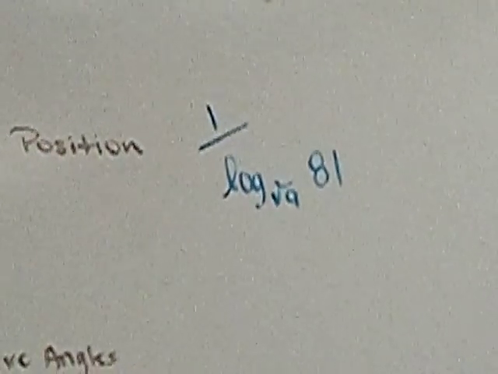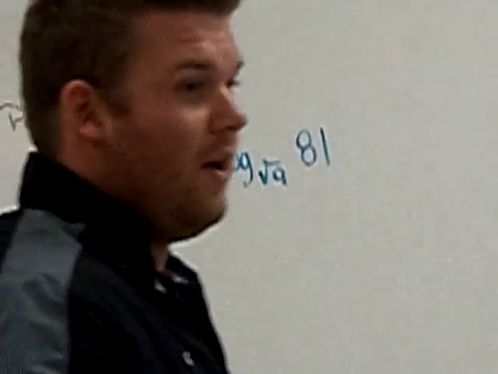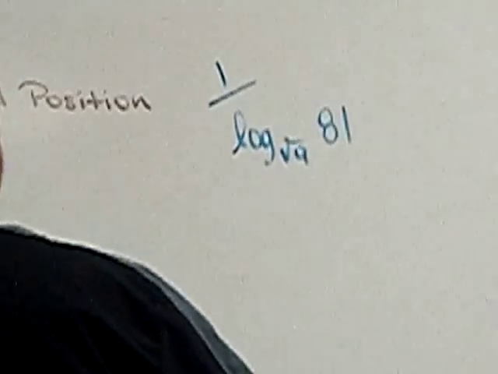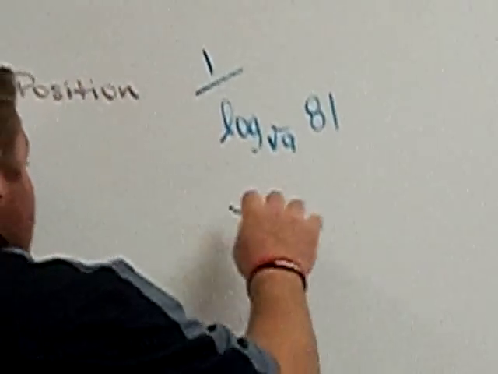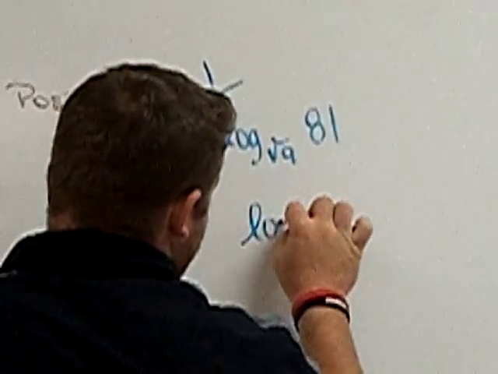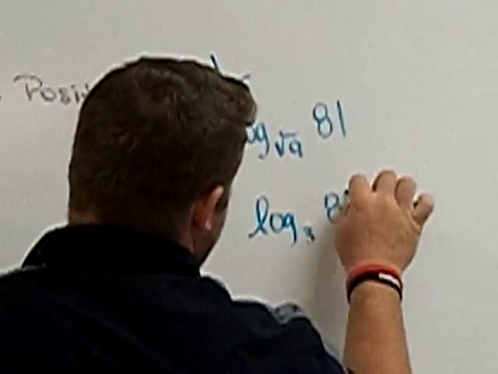Alright, so we have log base square root of 9 of 81. What is the square root of 9? Can we not say that it's log base 3 of 81? It's the same thing.